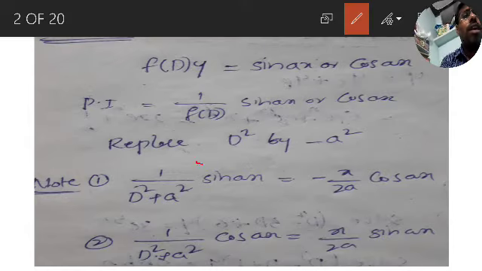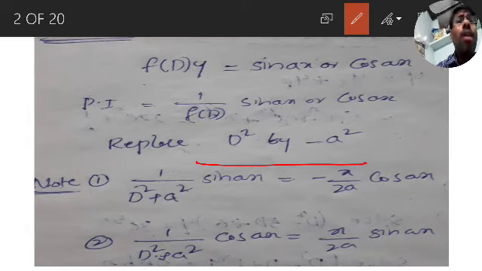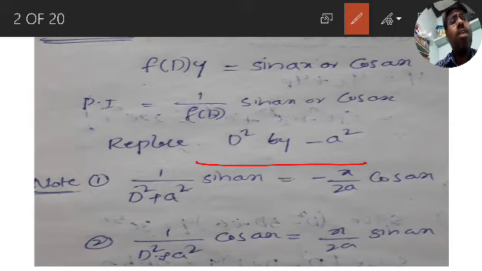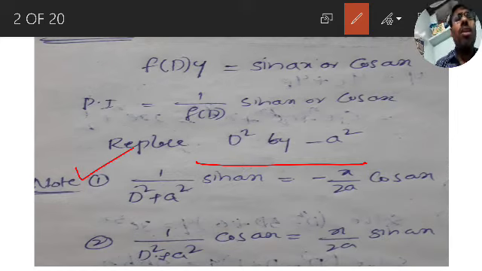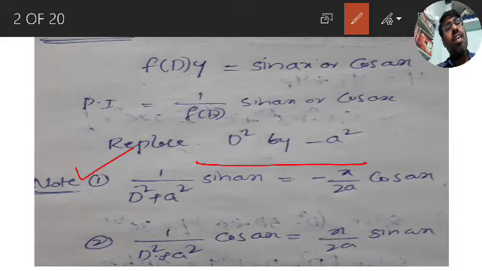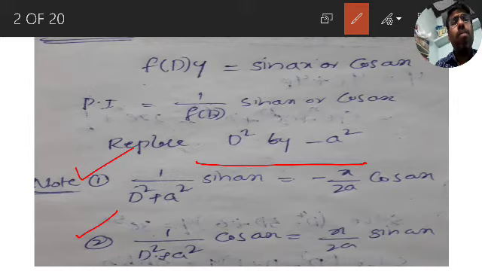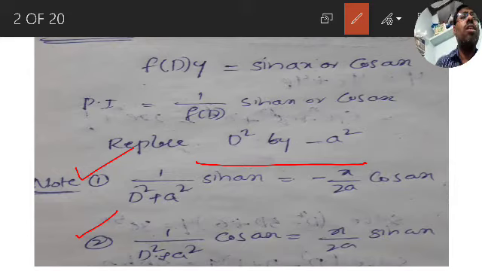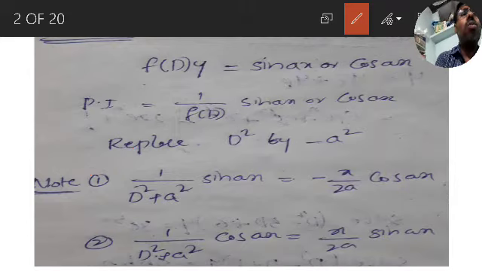So this is the method: replace D square by minus a square, and when the denominator is 0, for sin x it is minus x by 2a cos x. Remember, the minus comes because integration of sin is minus cos x. And 1 by D square plus a square of cos x is x by 2a sin x. Are you getting it? So this is method 2. You will get 5 marks.